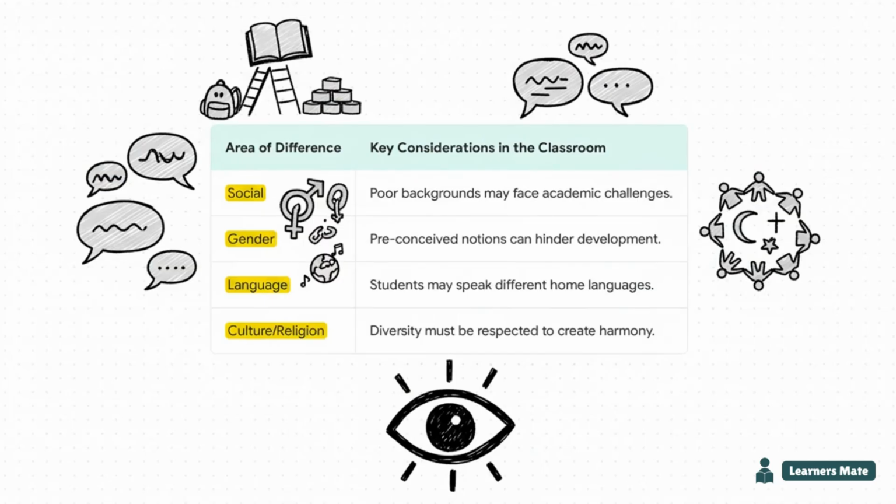And these differences, they're not just one thing. We're talking about social backgrounds that can impact how ready a student is to learn. We're talking about those deep-seated gender stereotypes that can put a ceiling on a child's potential. We see it in the beautiful mix of different languages spoken at home, and in the cultural and religious beliefs that shape a student's whole view of the world. A truly great teacher sees and respects all of it.